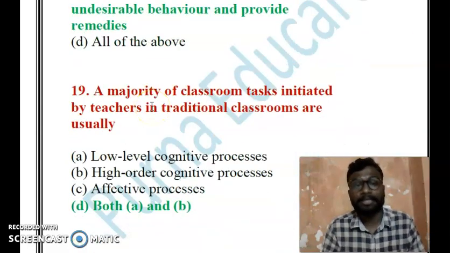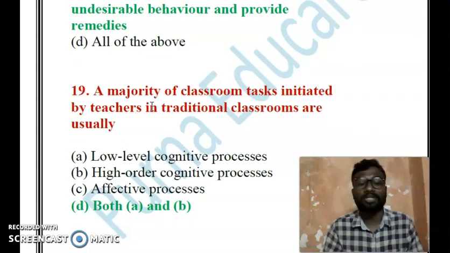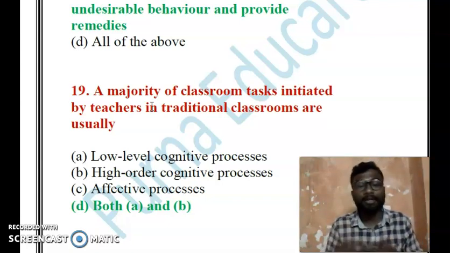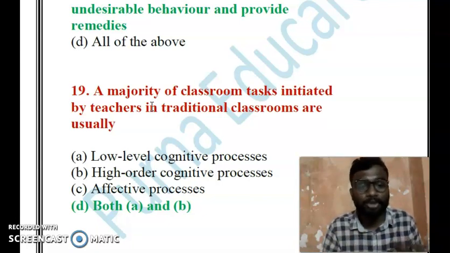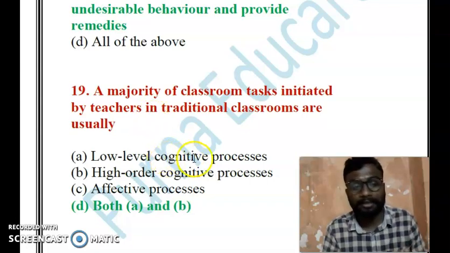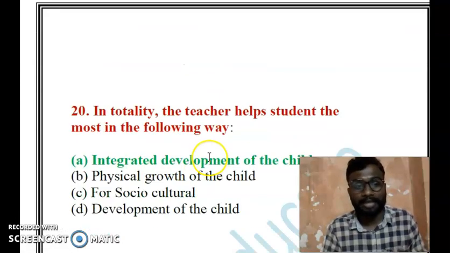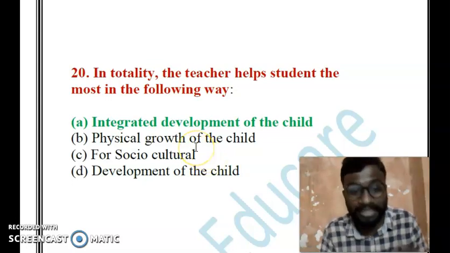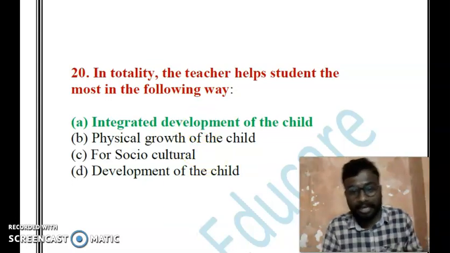The majority of the classroom tasks initiated by teachers in traditional classrooms are usually in the low level cognitive process and high order cognitive process. Generally, if the students are from the weaker section, then there will be scope for low level cognitive process. If the students are in the higher category, it will be higher order cognitive process. The last question: in totality, the teacher helps students in most of the following ways in the integrated development of the child, physically as well as mentally.